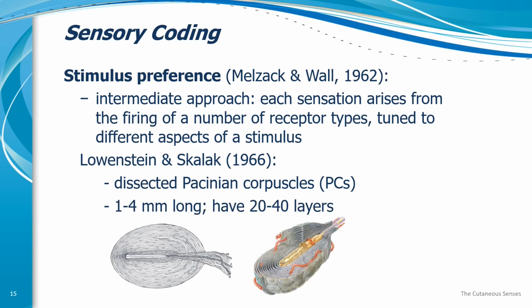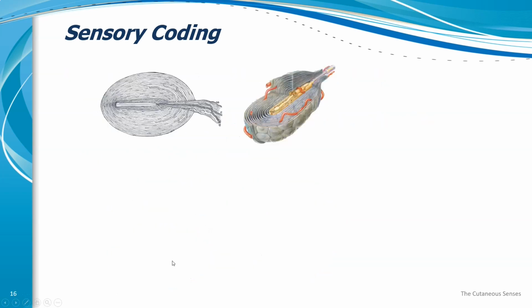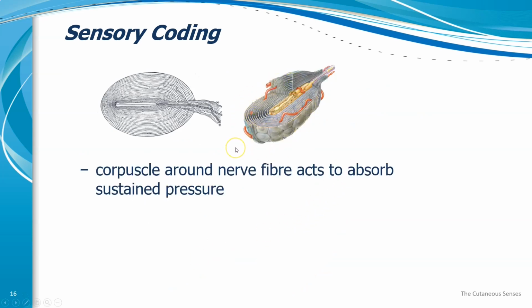You can almost see them with the naked eye, 1 to 4 millimeters long, and they have a structure kind of like an onion, okay? So the actual nerve fiber is in the middle, and then it's surrounded by multiple layers of tissue here. There are those two pictures again. So why is there all this tissue surrounding that nerve fiber? Well, all of those different layers seem to absorb sustained pressure.